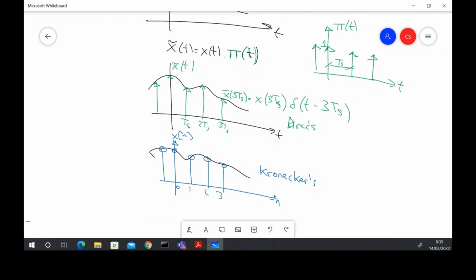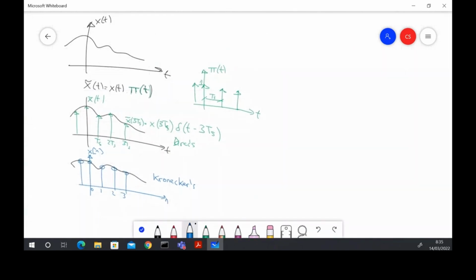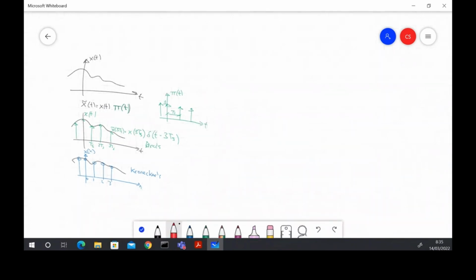Okay, so now let's see this from the point of view of the Fourier transform. So this one will have a Fourier transform that will be something like this.